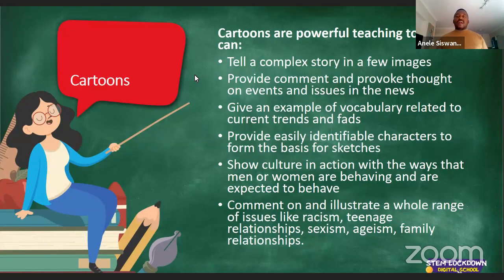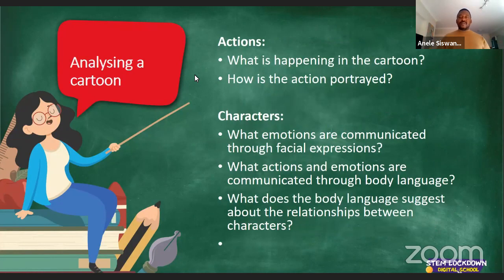So in summary, cartoons are powerful teaching tools and can, one, tell a complex story in few images, provide comment on thought or events and issues in the news, give an example of vocabulary related to current trends, provide easily identifiable characters to form the basis for sketches, show culture in action with the ways that men or women are behaving and are expected to behave, and comment on and illustrate a whole range of issues like racism, teenage relationships, and all of that, right?